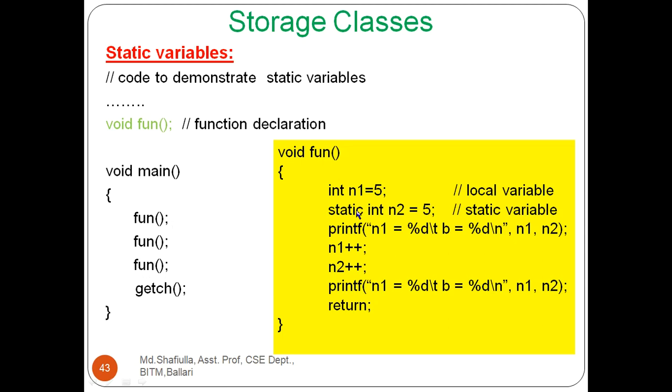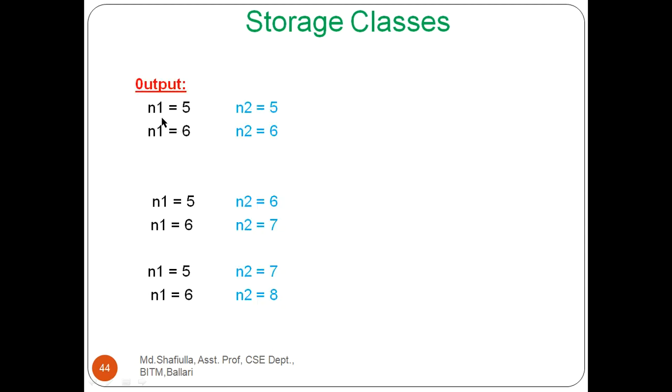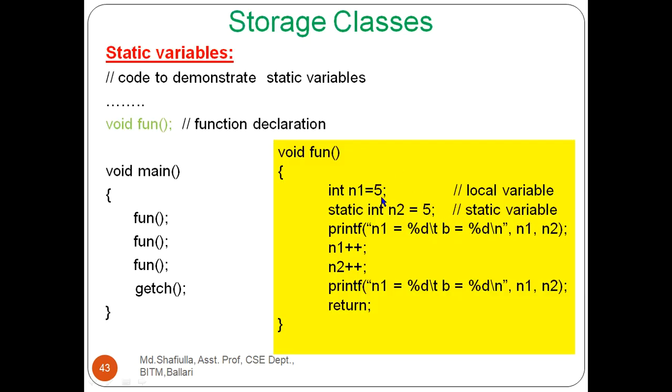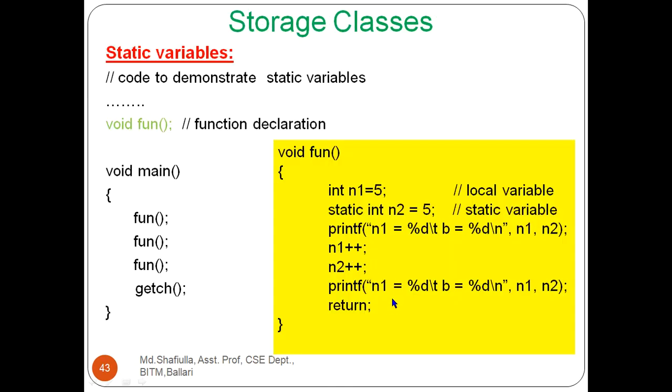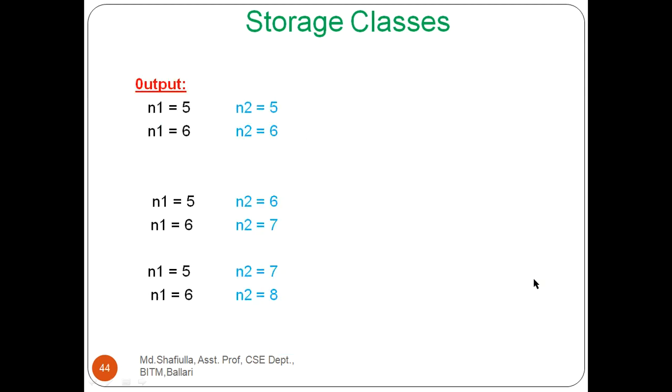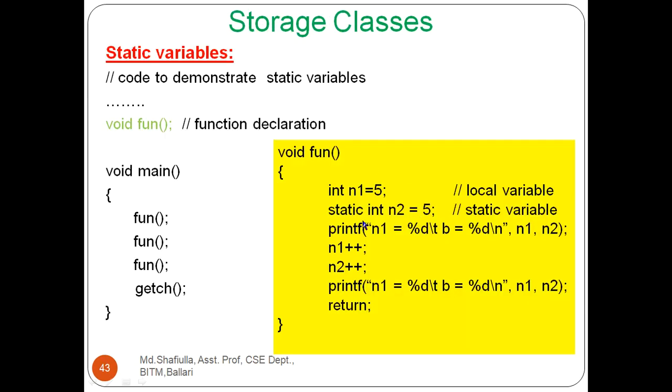So what should be the output of this code? Any guesses? See here, n1 value is 5, n2 value is 5. Initially n1 also starts with 5, n2 also starts with 5. Whereas n1 value will be 6 after increment, post increment, right? n1 value will be 6, n2 value will be 6, correct? This blue in color, just check the blue in colors. Why did I highlight this in blue? Because it is a static variable.